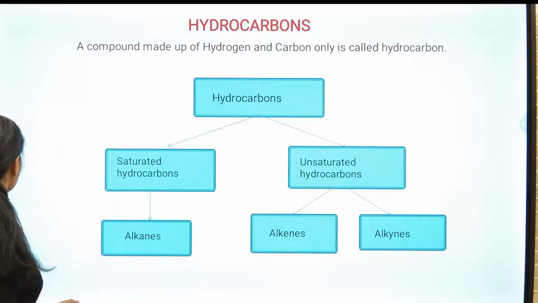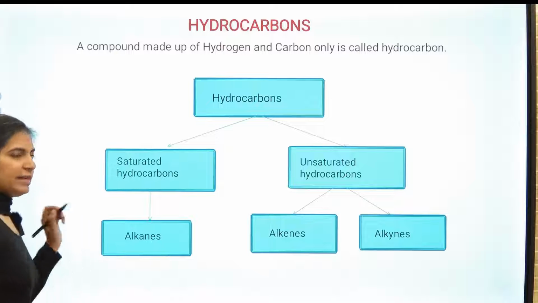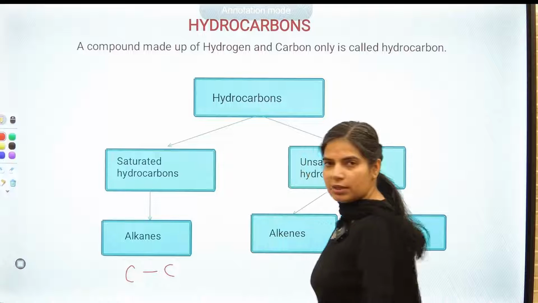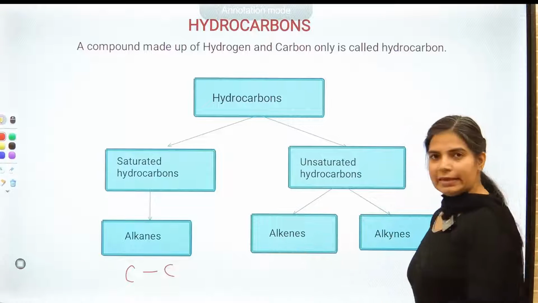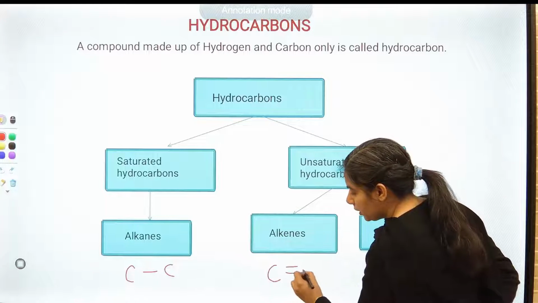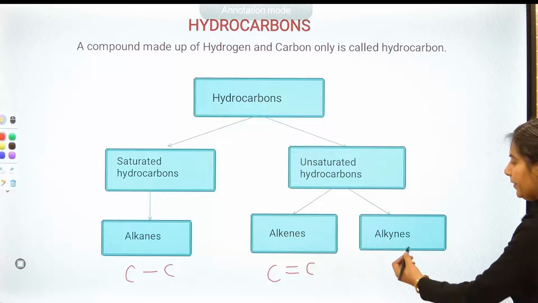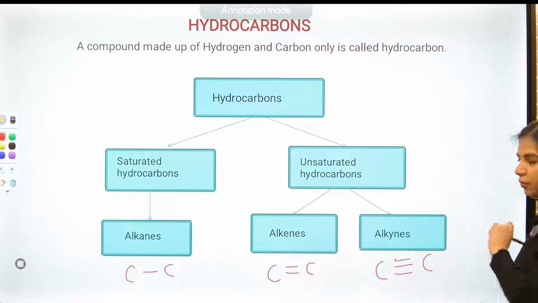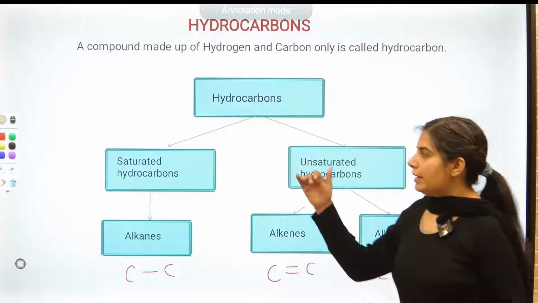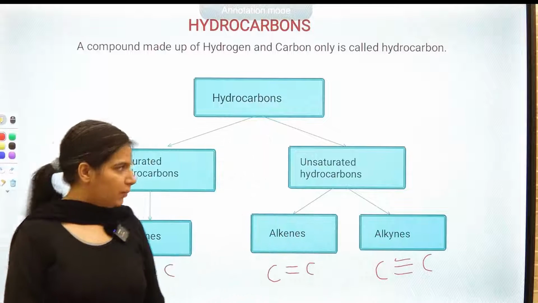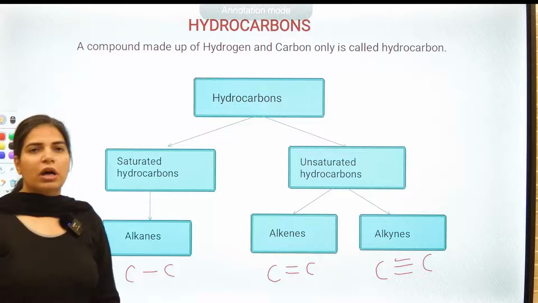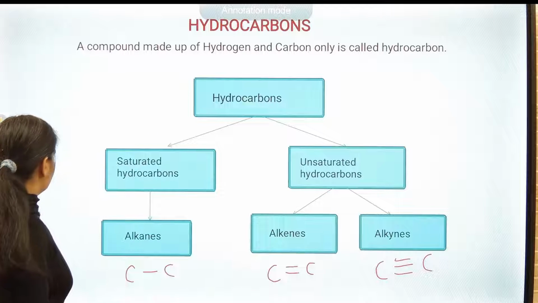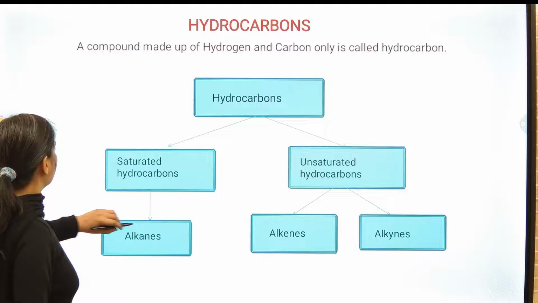How? In case of alkanes, there will be a carbon-carbon single bond. In case of alkenes, there will be a carbon-carbon double bond. And in case of alkynes, there will be a carbon-carbon triple bond. So, saturated hydrocarbons have single bond and unsaturated hydrocarbons have multiple bonds. Let's move to our next slide.